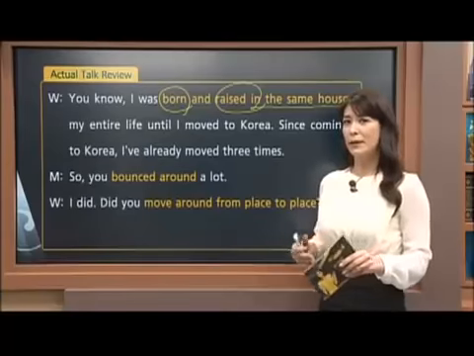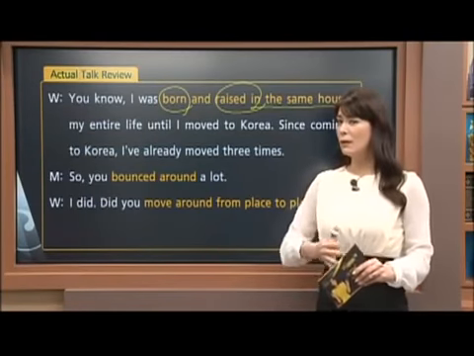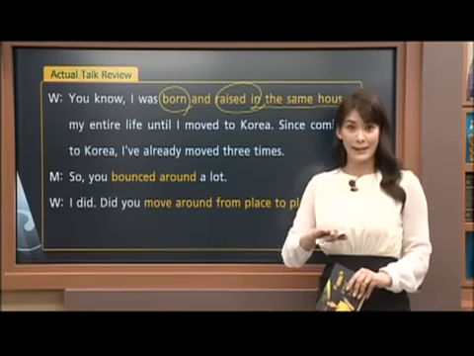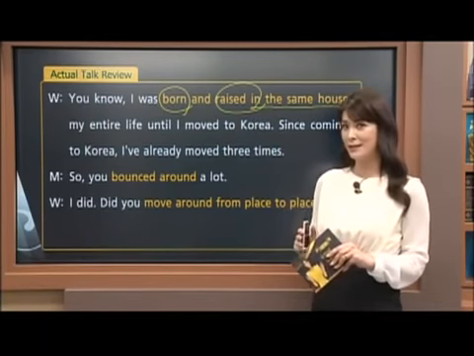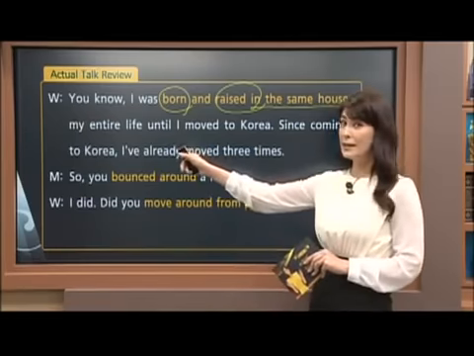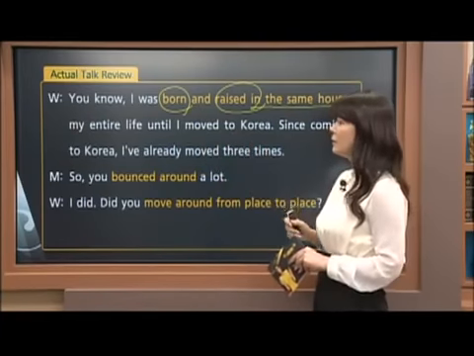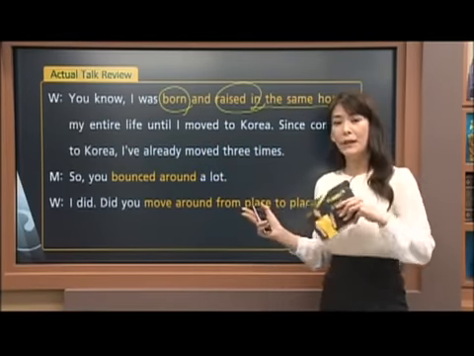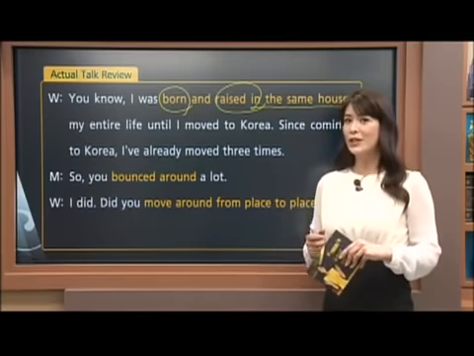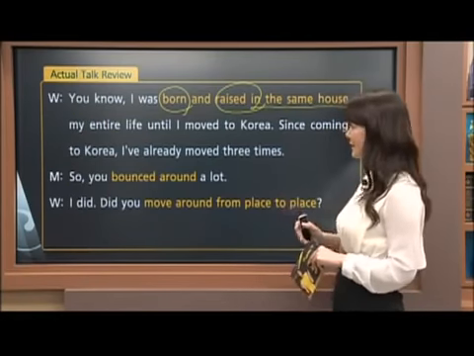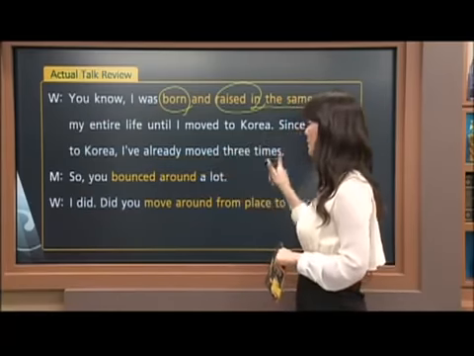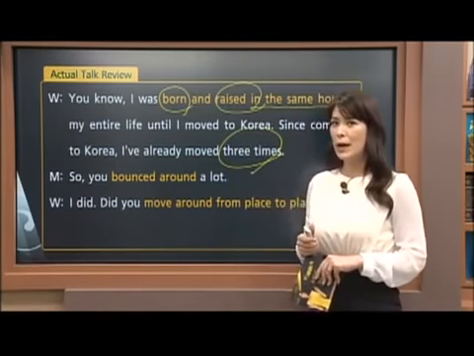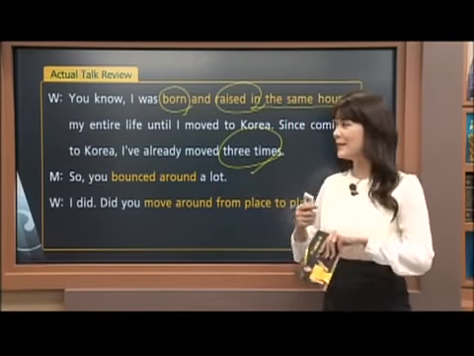So, for example, if you have lived in the same house for a long time, ever since you were little, you can say, I was born and raised in the same house. In the same house my entire life until I moved to Korea. So she's saying until she came to Korea, she lived in the same house ever since she was a baby. Now, since coming to Korea, I've already moved 3 times. So she's moved around ever since she arrived in Korea.